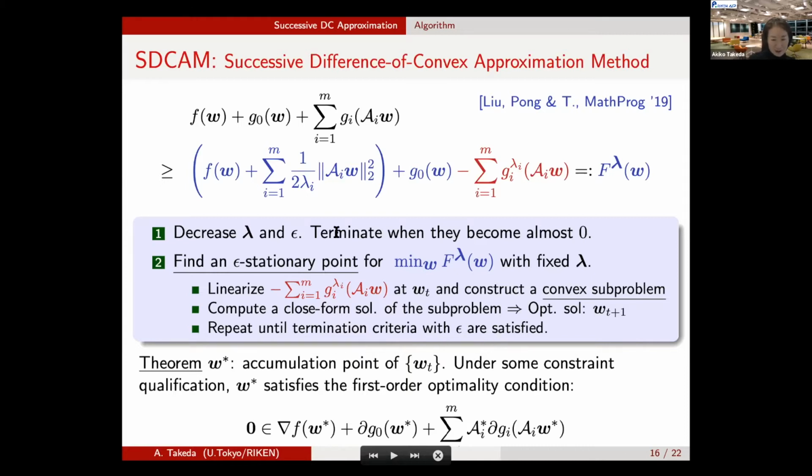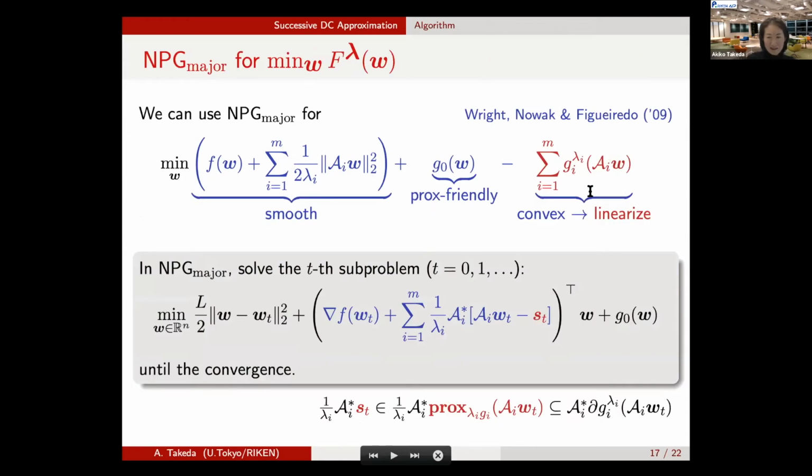And then we get a sequence that goes to w star, and the accumulation point w star satisfies the first-order optimality condition of the original problem. So this is the theoretical guarantee. And this convex subproblem can be obtained easily since, as I said, linearization is easy. And what we need to do is to solve this problem.